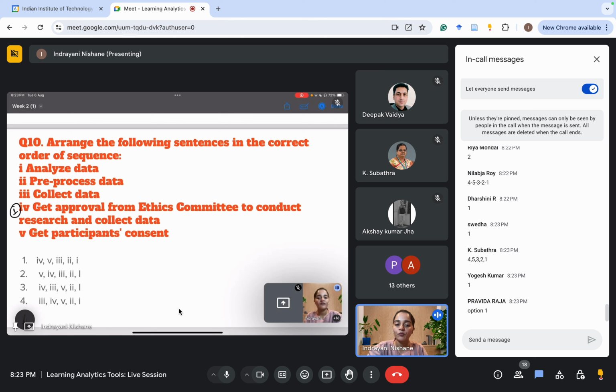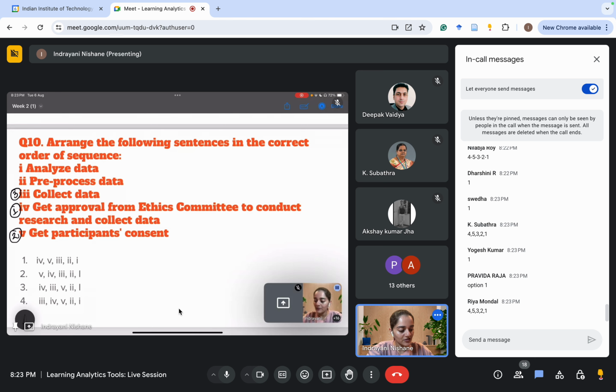Then once we have that approval, now we can plan our data, and we can approach our participants and get their consent. So this consent will be the second step. Then we will collect the data. Okay, so this will be the third step.